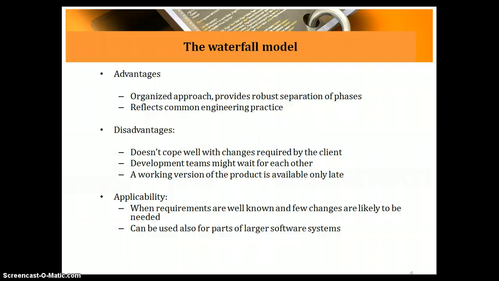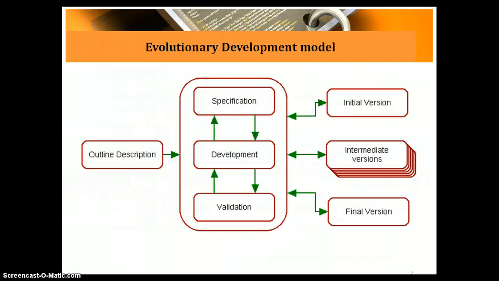Now let's move to the next process model, that is the evolutionary development model. It's quite easy. The outline description means you are collecting the requirements. After collecting all the requirements, you come inside this box. Whenever you are inside this box, at first you have to do the specification, which means requirement refinement and analysis. After that you go for development, and after that validation. If you are not satisfied with the validation, you can go back to development, then specification, and come back to validation, and this loop continues until you are satisfied with your product.